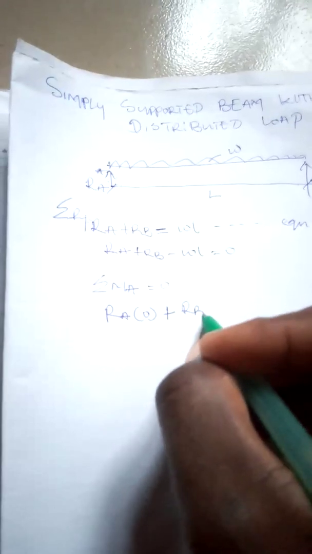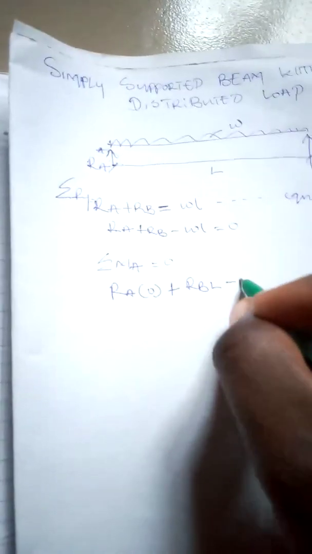Now let me just show you that briefly. 0 plus RB multiplied by L, from here to here is L, minus our wL multiplied by L over 2, equals 0.